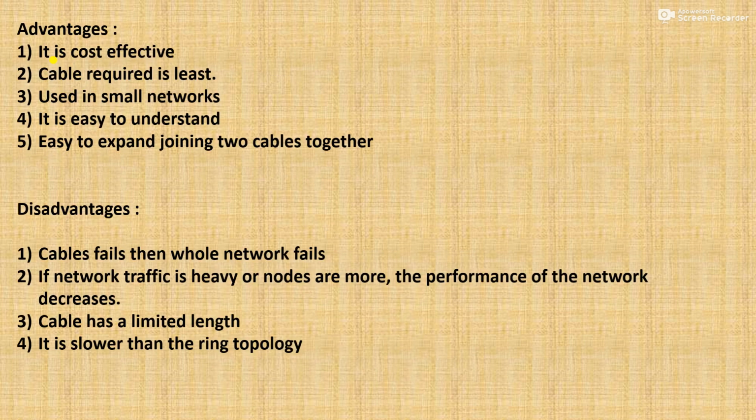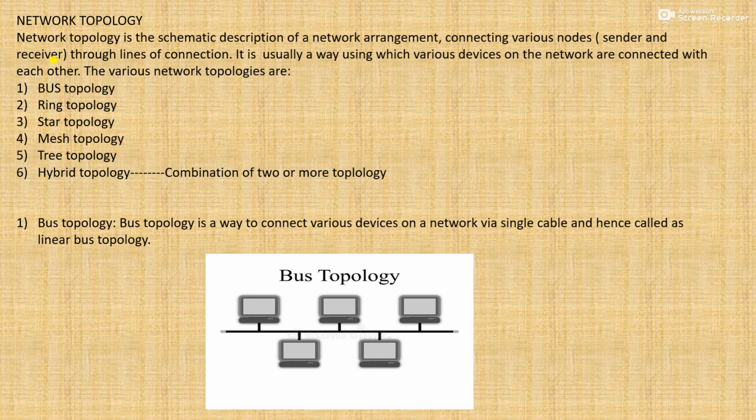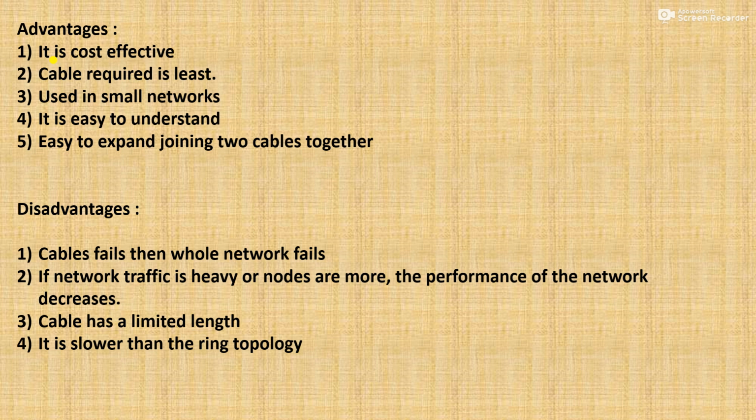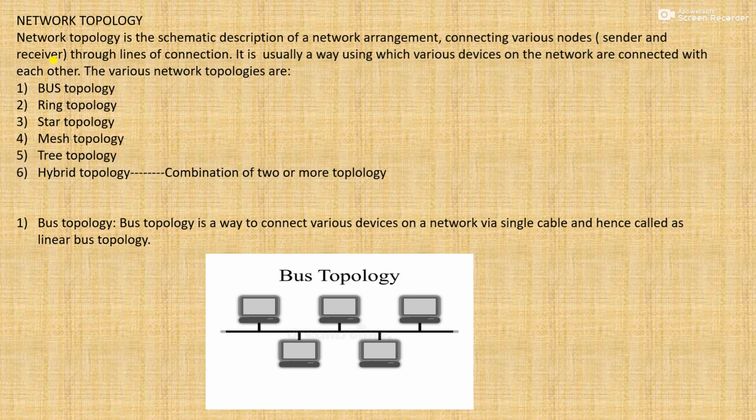Now cable fails then whole network fail. अगर आपकी cable fail हो जाएगी तो वो सारे system एक cable से connected है, तो then if the cable fails then the whole network fails automatically. Okay. Now if network traffic is heavy or nodes are more, अगर ज़्यादा nodes होती है the performance of the network decreases. Cable has a limited length, obvious सी बात है. It is slower than the ring topology. ये ring topology से थोड़ा slow होता है.